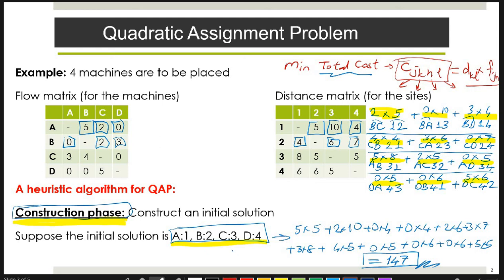Right? Now, we will try to improve this solution. Of course, this is just a solution. There's no guarantee that this is optimal. It can be a very poor solution. We want to find a good solution. Our aim with the heuristic is to find a good solution. Okay? So we will improve it.